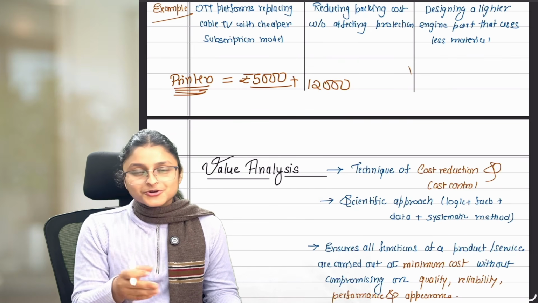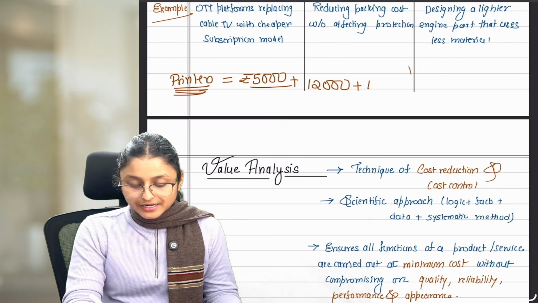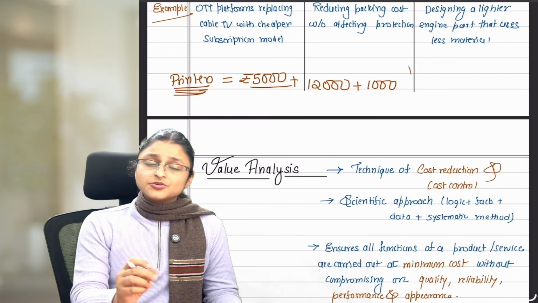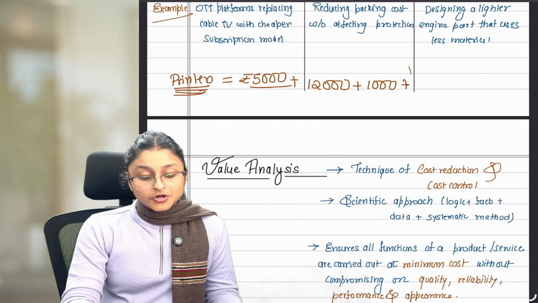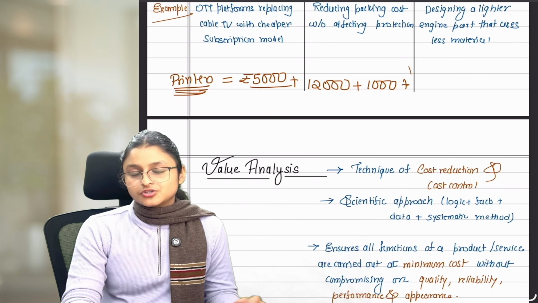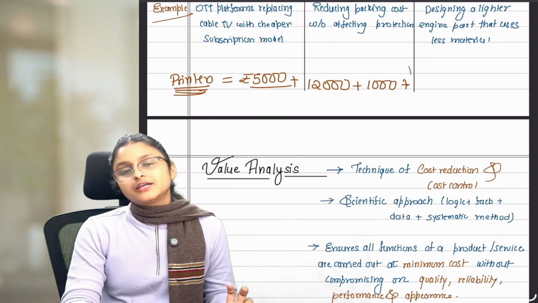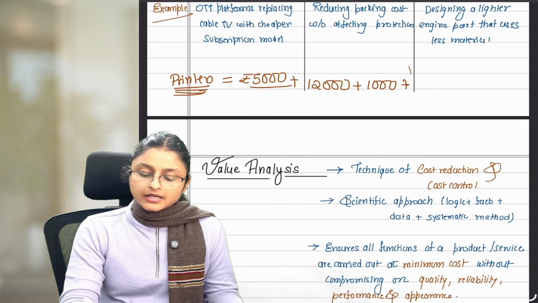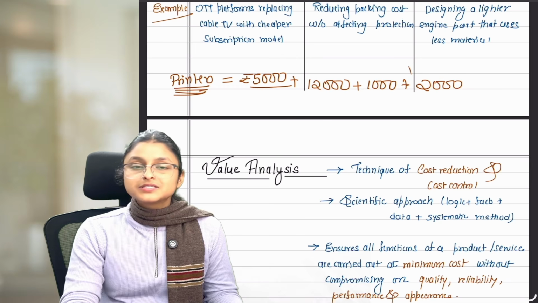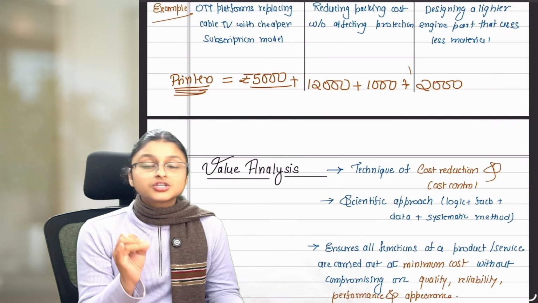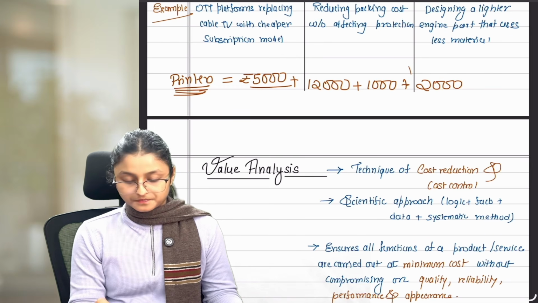Next, if you want to run the printer, you need electricity as well. Let's assume that will cost you around 1,000 rupees. If your printer gets damaged, then you need to maintain it, you need to get repairs on it. Let's assume in its whole life, around 2000 rupees will be spent on managing or maintaining the printer.